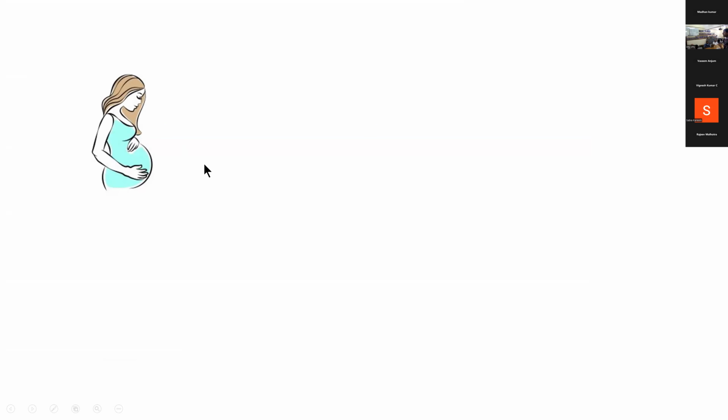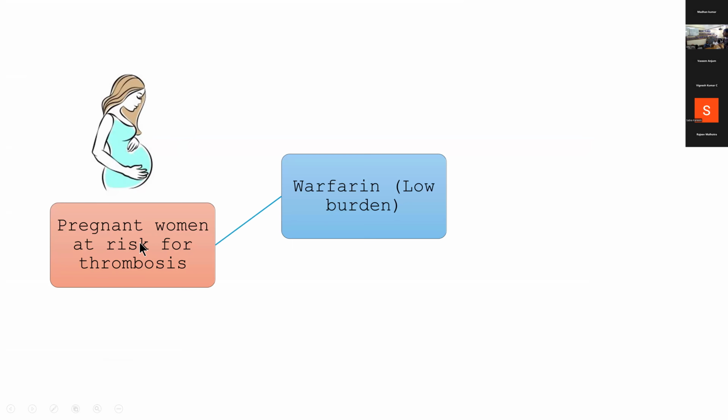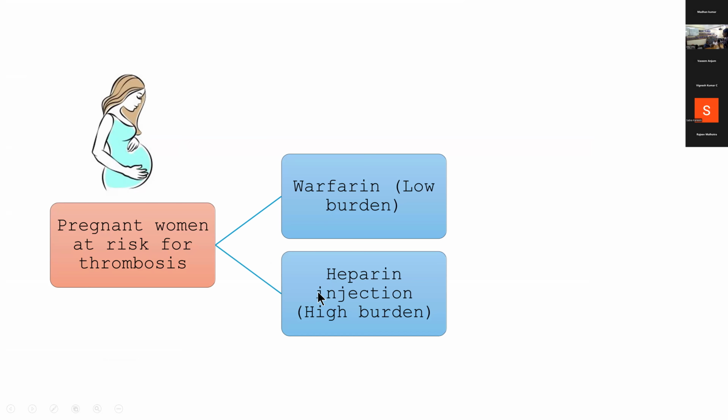So for example, pregnant ladies who are at risk for thrombus, you have to give them anticoagulation during pregnancy. So you have two options. You either give warfarin or you give heparin injection. What do you think as a patient they would prefer? Would they prefer warfarin or would they prefer heparin injections?